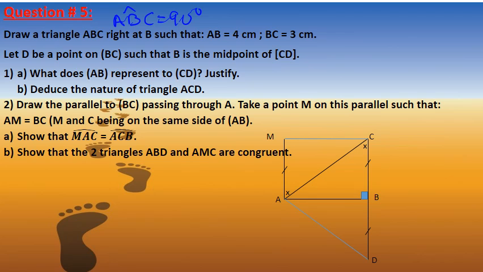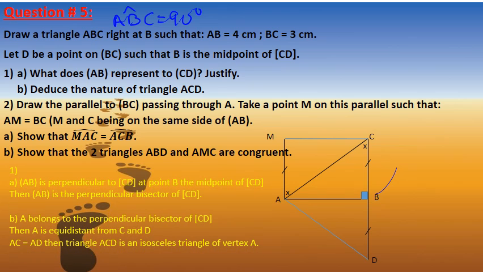Let D be a point on BC such that B is the midpoint of DC, then BC is equal to BD. What does AB represent? AB is perpendicular to CD at B, and B is the midpoint of CD. Then AB is the perpendicular bisector of CD.